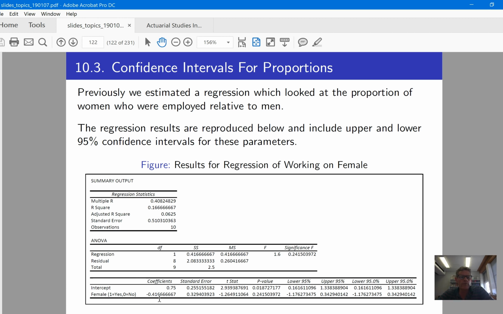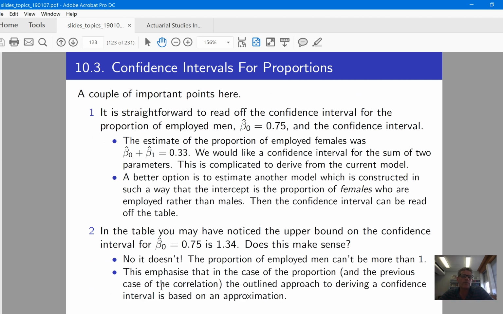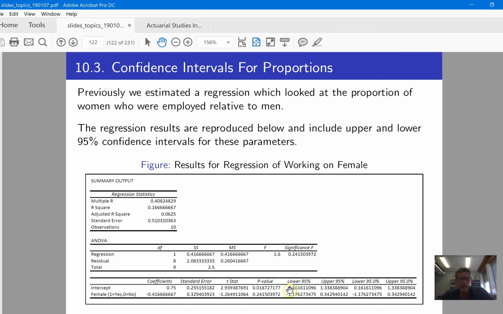So in fact, the easiest thing for me to do would be to find a new variable which is equal to 1 if you're a male and 0 if you're a female, and then look at the coefficient of the intercept in that case, because that would be the coefficient of female. That would give it to me straight away, but I haven't done that here, but that would be the simplest way of doing it. But let's just go back for a sec and have a look at the confidence interval we did get, which is the confidence interval for the proportion of males who are employed. Notice it goes from as low as 0.16 up to 1.33.